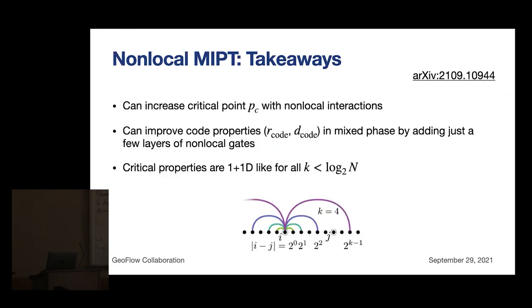Okay, so the takeaways from this part of the talk are, one, that we can increase the measurement rate by including non-local interactions. So that's interesting. And we can apparently also improve the code properties here just by adding a few extra layers of gates. And again, like I said before, if you have this k less than log base 2, the critical exponents are the same as the 1 plus 1d.